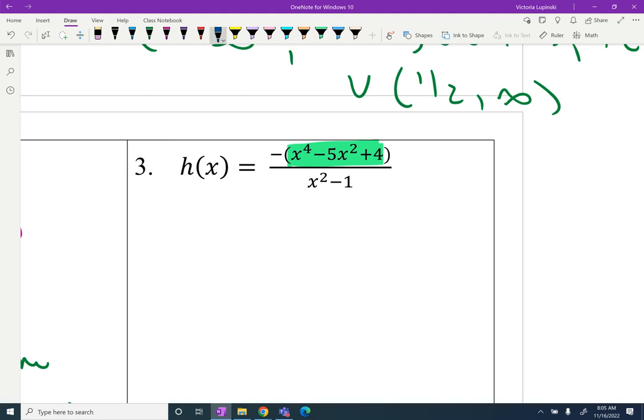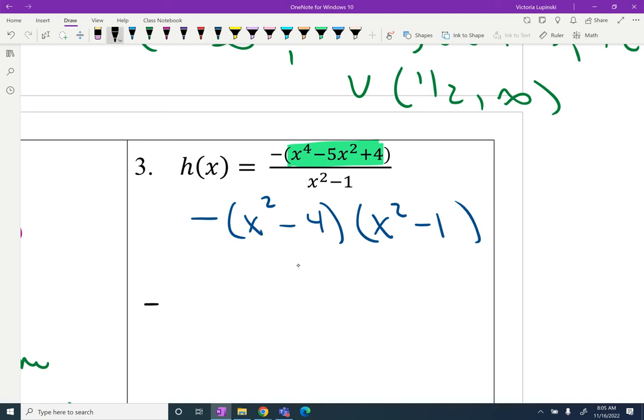Remember, of course, that is quadratic form, not quadratic formula, but quadratic form. You are still looking for two things that multiply to be 4 and add up to be -5. But instead of x and x, you're going to do x squared and x squared. So what are factors of 4 that add up to be -5? -4 and -1. So that is my numerator.